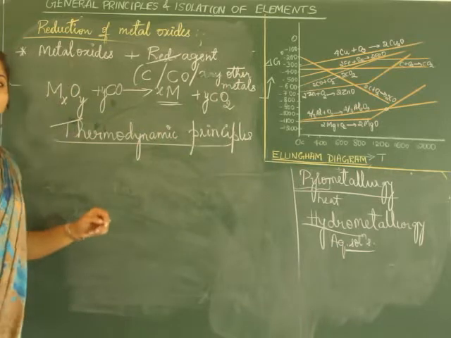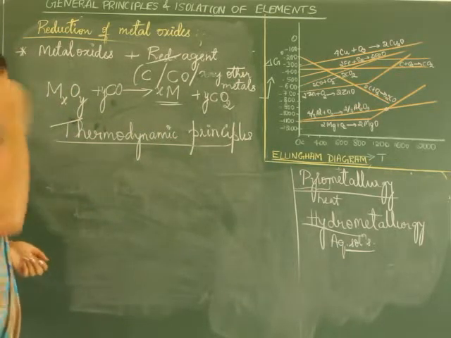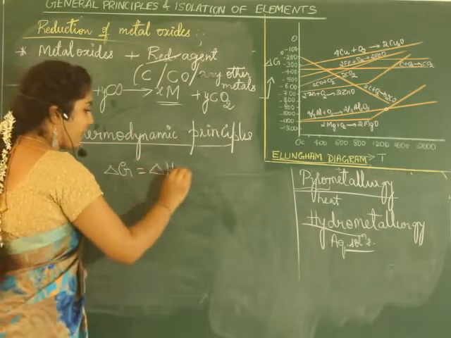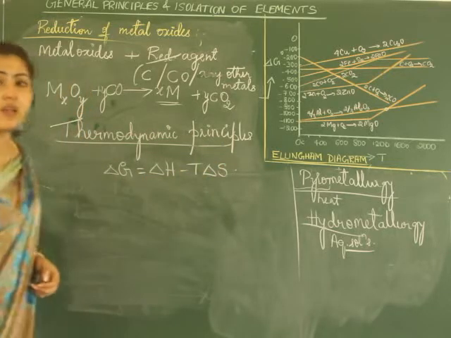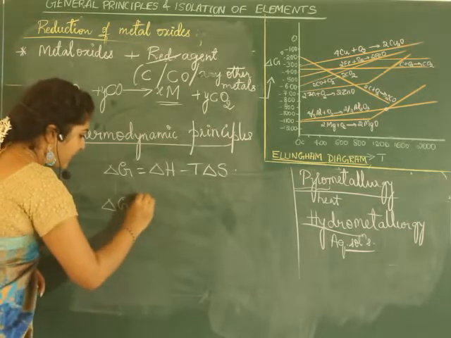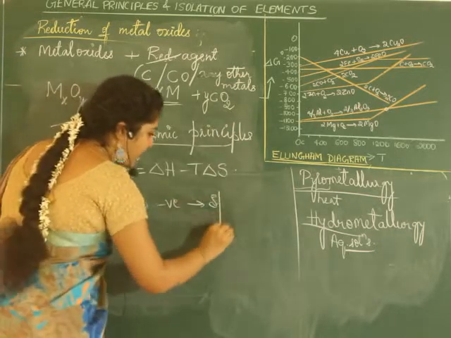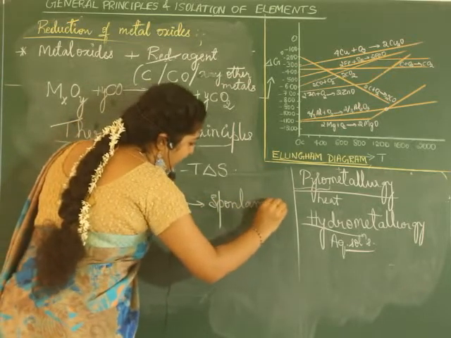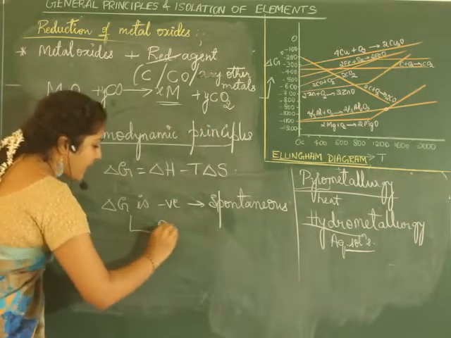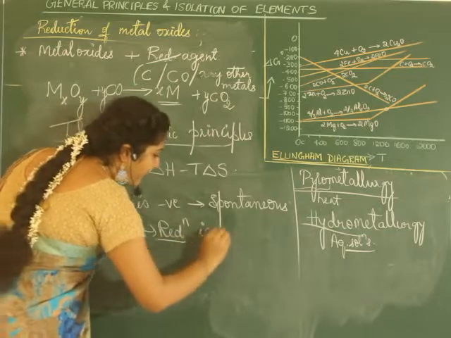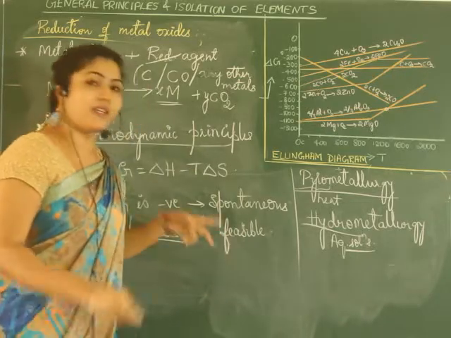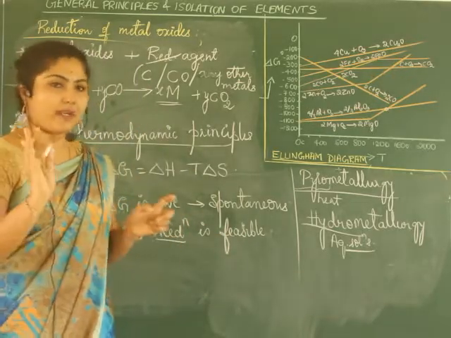Now let us see thermodynamic principles and how, using them, we will know. We have a well-known equation, delta G is equal to delta H minus T delta S. What is the condition we say? We say that if delta G is negative, then the process is spontaneous. This is what we say, isn't it? Here we use a term: if delta G is negative, then the reduction is feasible. Feasible means the reaction can take place. The reaction is possible.